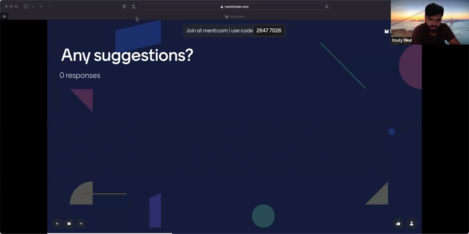If you've got any questions or want to say something, feel free to raise your hand. I'm keeping an eye on who wants to speak, and I can click on your name and get you to unmute yourselves. You can join using this Menti code over here. If you haven't got any suggestions or you're unsure, I'll give you a minute and then go into it.